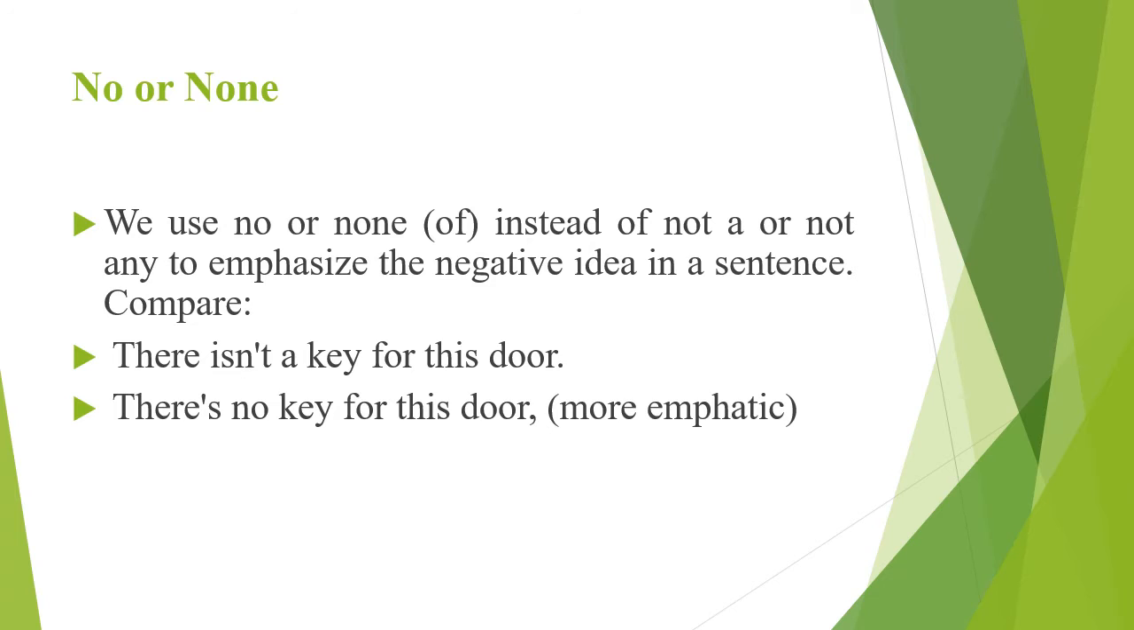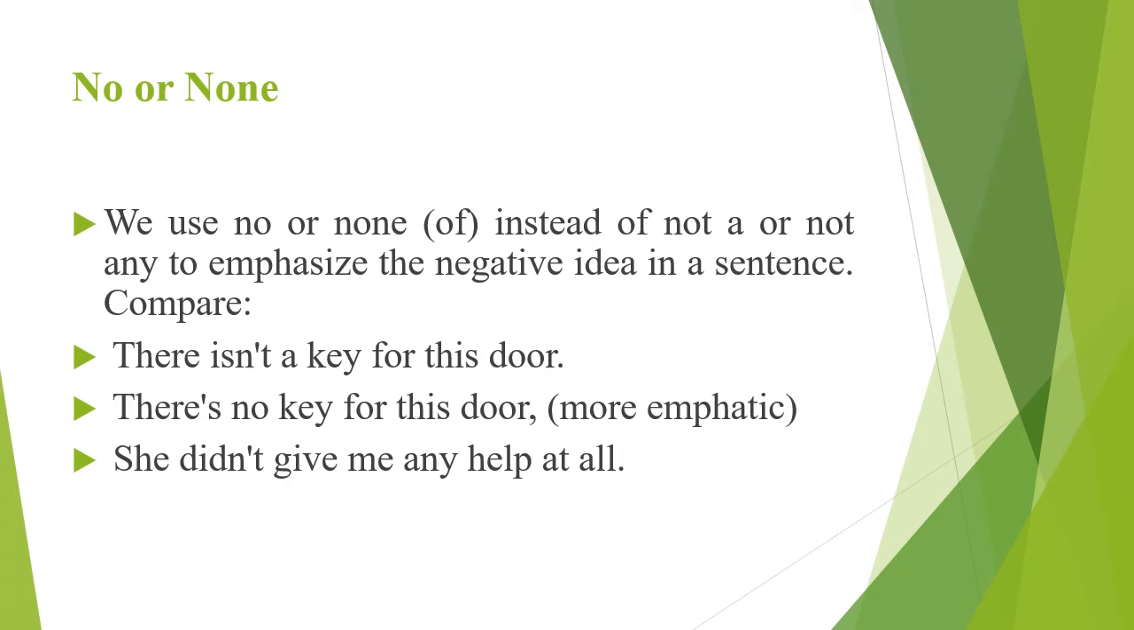If you say there isn't a key for this door, here the certainty is less. I mean, you are not confirming that there is no key for this door. But when you say there is no key, when you use no in place of isn't a, this expresses more emphasis. You are more emphatic. There is no key for this door. No key for this door. It is more emphatic. Certain.